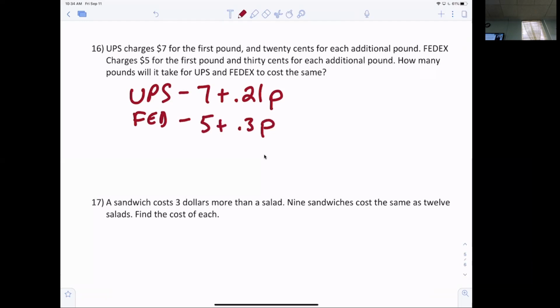Why is it 21? Oh, 20. I misread. No, that's okay. It doesn't matter. The numbers don't matter. Okay, so that's what most people are writing. There's a big problem with that.